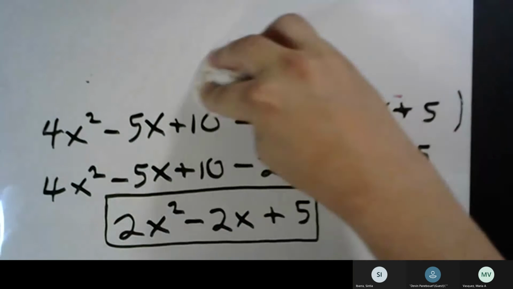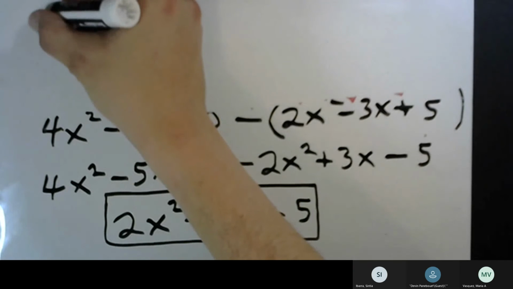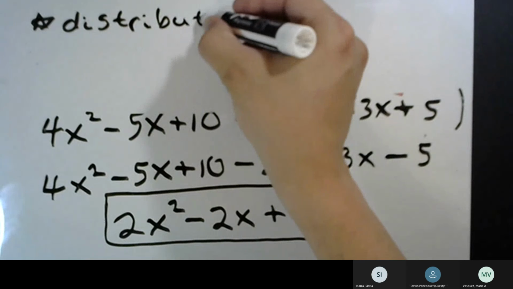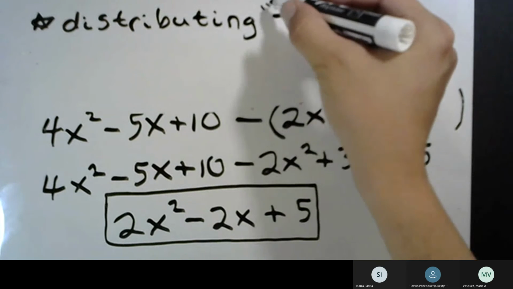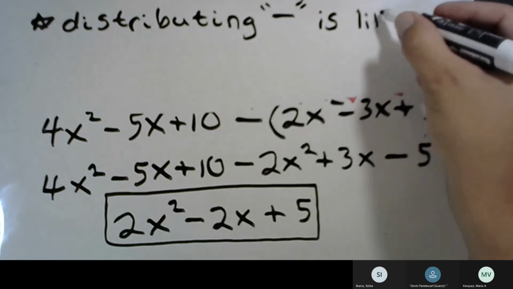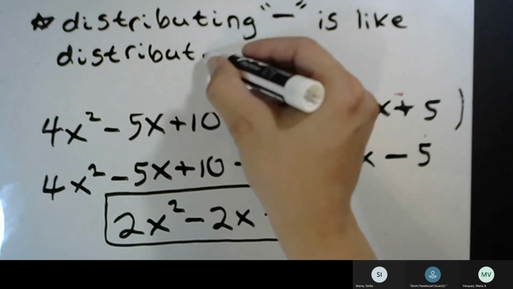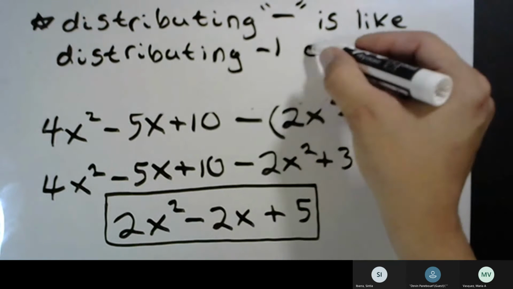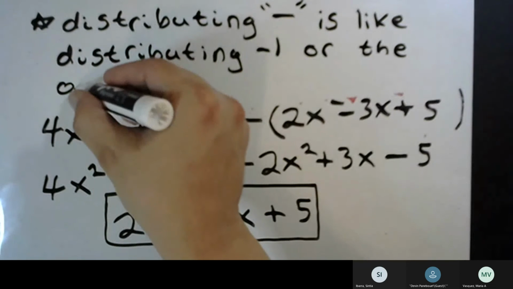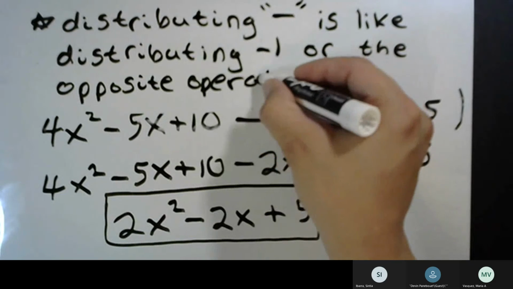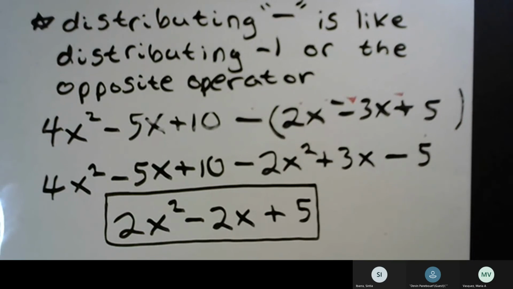So again, just to summarize what we do with that minus sign. Distributing the minus sign is like distributing -1 or the opposite operator. Questions about that?